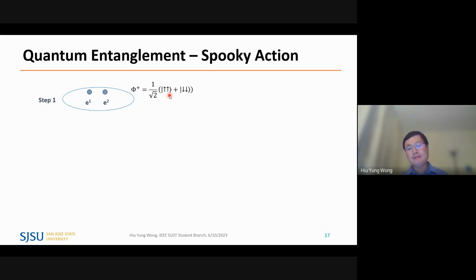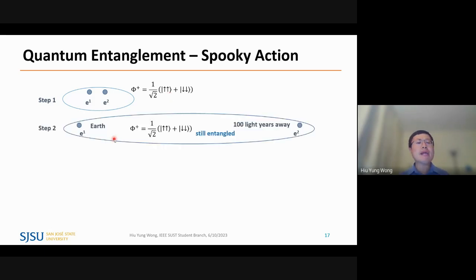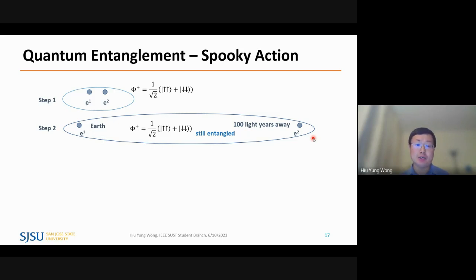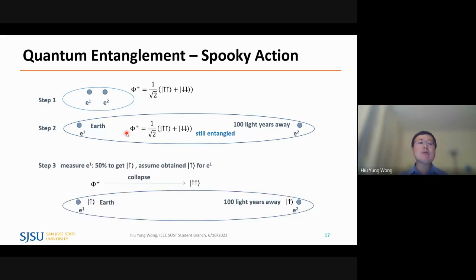I prepare it. Then I am very careful. I bring one of the electrons 100 light years away. It means the light needs to travel 100 years to get to the other electron. I do it carefully. This system is still entangled, right? Nothing prevents them from being entangled. But now I will do a measurement. I just measure the electron on the Earth.